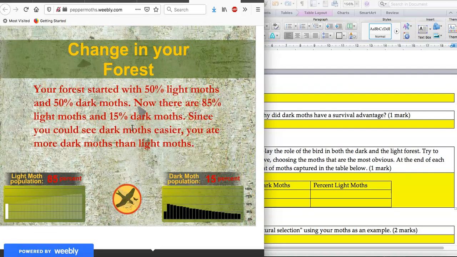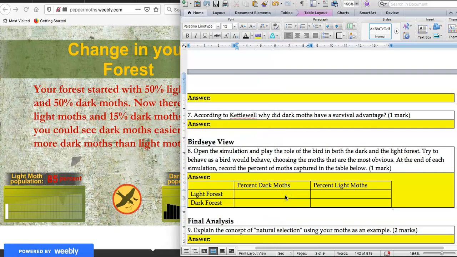So at the end of 1 minute, we see how my ratios have changed. It started 50-50. By the end, I only had 85% light moths and 15% dark moths. So we saw that pressures of predation obviously made it much easier to see the dark moths. So in the assignment, very easy in my example, and they are different for everyone, I would just write that. Try it again with the dark forest, and that's it.